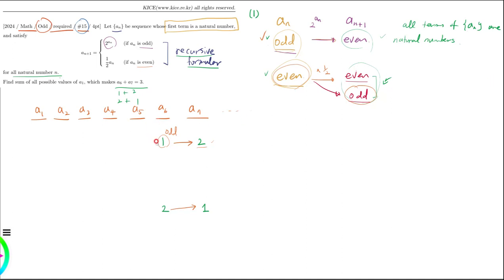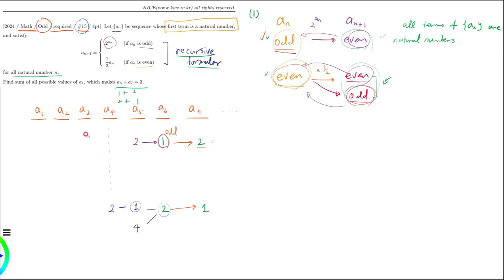It will be very much fun here. This is an odd number, so if we go backward, we have only one case. It should be even. Since it's even, the previous term could be odd or even. We have two cases here, so in this case, either it is 1 or it was 4.